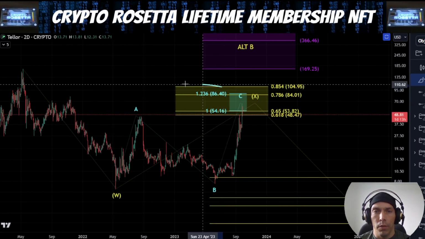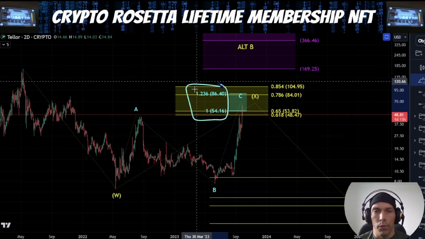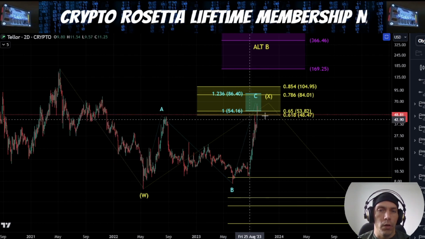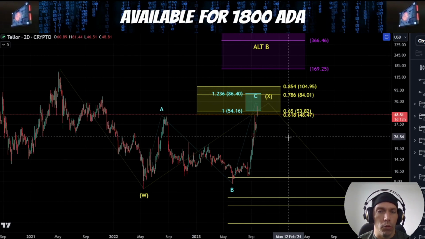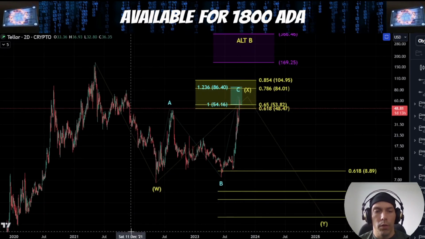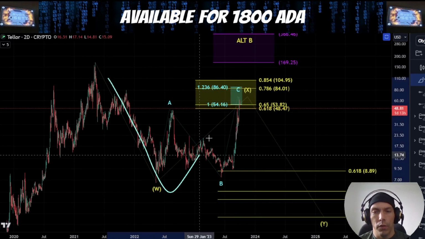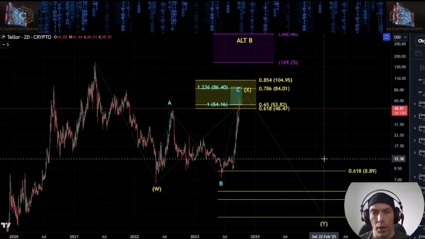Now we're sitting right in this zone of this 86.40 to this $54 region. This is basically the common area for a wave C to face rejection. Within this idea, what we'd then be saying is that potentially this move is still looking to come down one more time here in a Y wave.